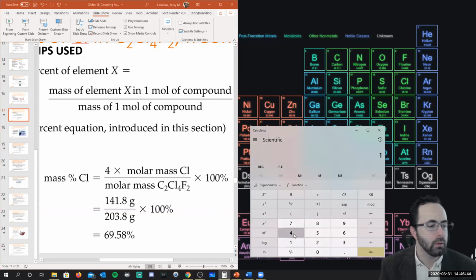Then we divide 141.8 on the top by 203.8. So again, don't have to memorize this hardcore. Just remember it's the part over the whole. We're assuming 1 mole. The part was the 4 moles of chlorine atoms. The whole was the whole thing. So we added up the mass of the whole thing, and for 1 mole of it, it was 203.8. And we get 0.6957. That's a decimal.